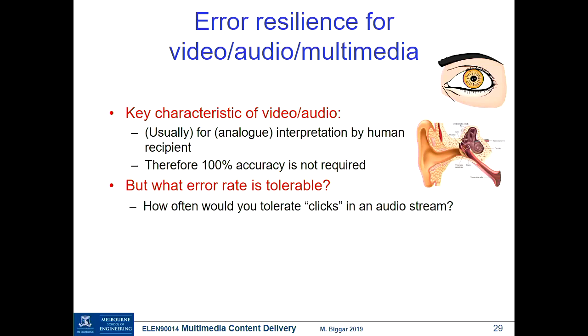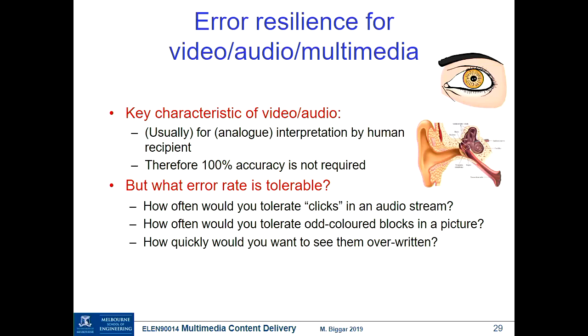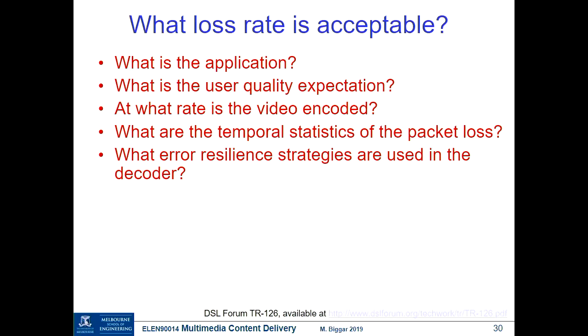What error rate is tolerable? And this is a very hard question to answer because it depends on many things. Ask yourself, how often would you tolerate clicks in an audio stream or odd coloured blocks in a picture? How quickly would you want to see them overwritten? So if there's a funny green block on a picture because there's been a bit error, how fast does it need to be overwritten for the service to be acceptable, whatever acceptable means?